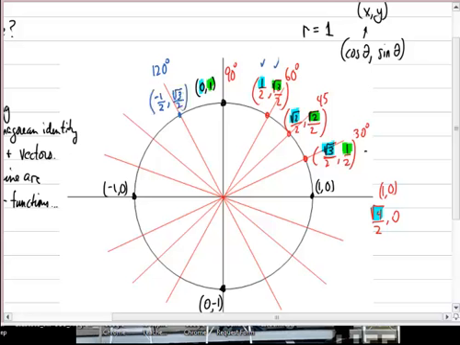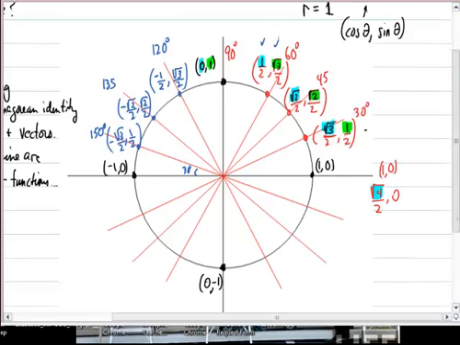At 135 degrees, the point would be (negative root 2 over 2, root 2 over 2). And at 150 degrees, which has a reference angle again of 30, this point would be (negative root 3 over 2, 1/2).